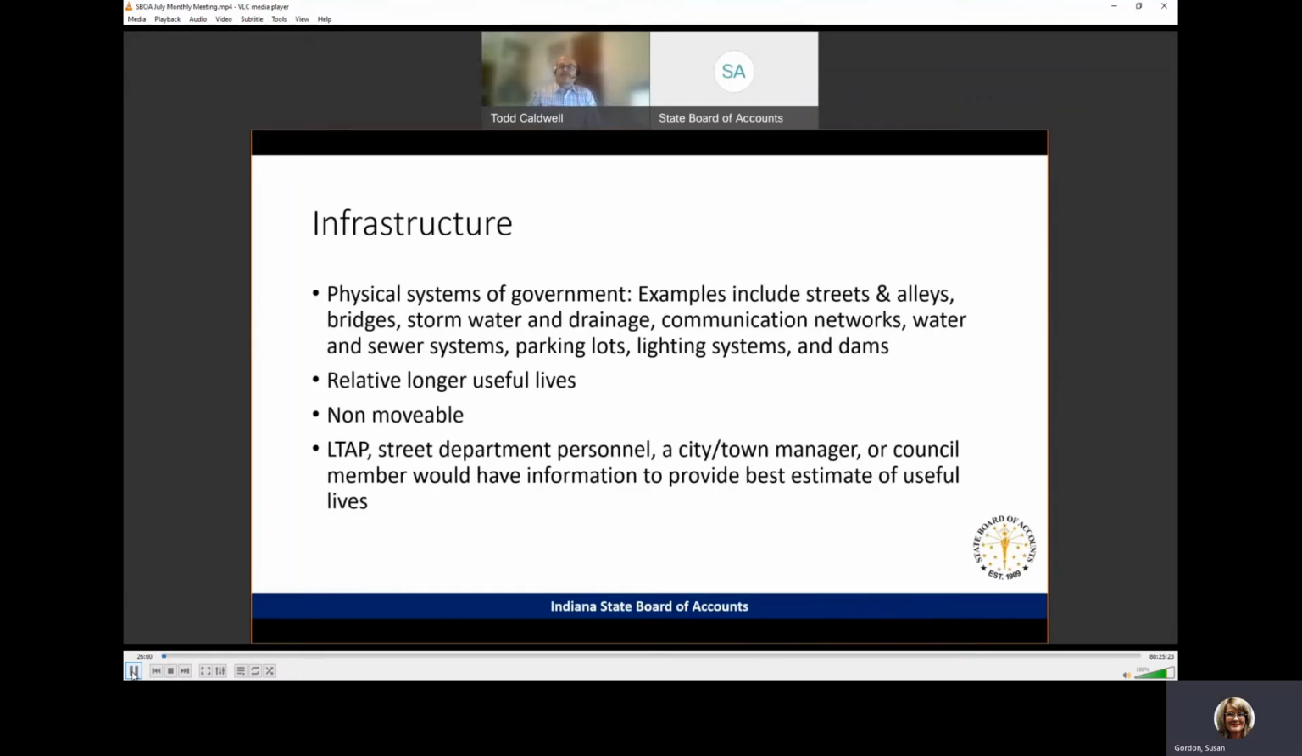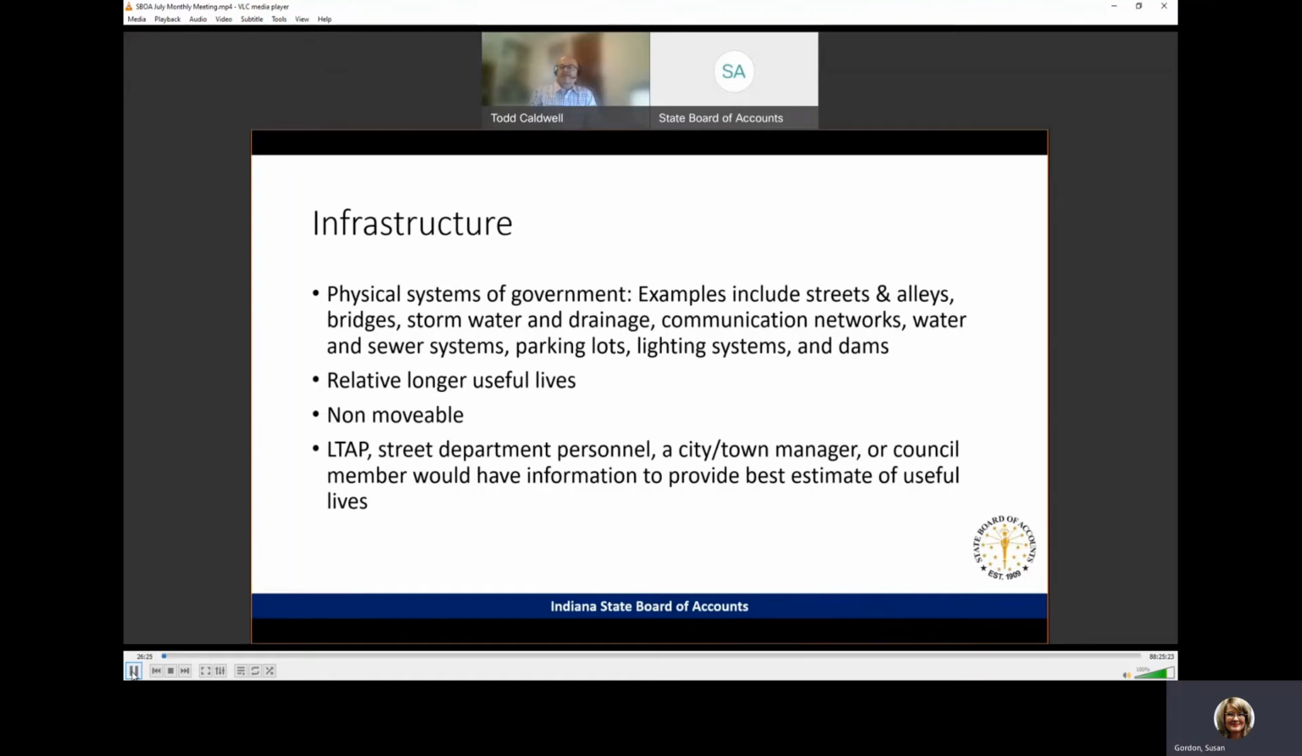Infrastructures are the systems that support a city or town's operations. These are going to be things like your streets and alleys, bridges, stormwater and drainage systems. Even communication networks could be part of your infrastructure. It's also going to include utilities, so your electric, your water, your wastewater distribution systems are all part of your infrastructure.